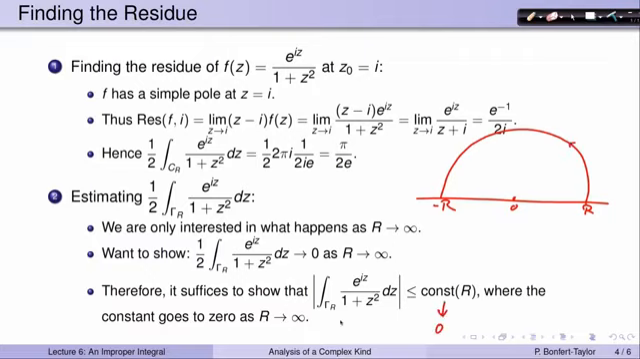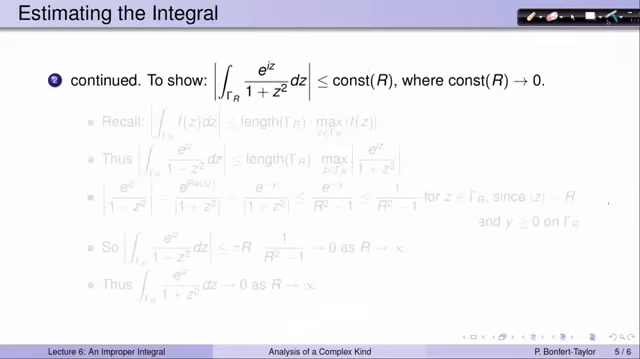So as long as this constant goes to 0, this integral, which is sandwiched in between 0 and this constant that goes to 0, has to go to 0 as well. So we're going to try to find an upper bound for the absolute value of the integral, and show that upper bound goes to 0. And then the integral is forced to go to 0 as well. We need to show that the absolute value of the integral is bounded above by a constant where the constant goes to 0. How do we estimate the absolute value of an integral?